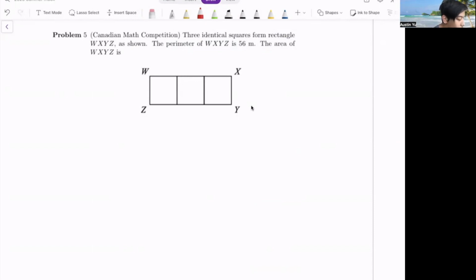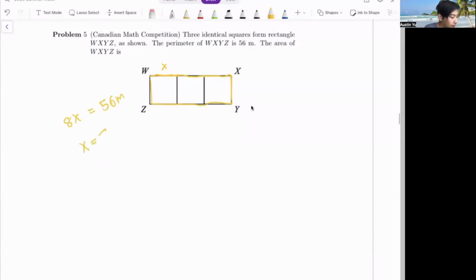So we see that the perimeter of this figure is 56 meters. It says 3 identical squares, which means it is basically the same side length for each side. We can represent one side as X, so the yellow would just be X. As you can see, since these are all the same, we can just count 1, 2, 3, 4, 5, 6, 7, 8 X's. So 8 X's equals 56 meters, so each X would just be 7 meters. Therefore, each one would just be 7.